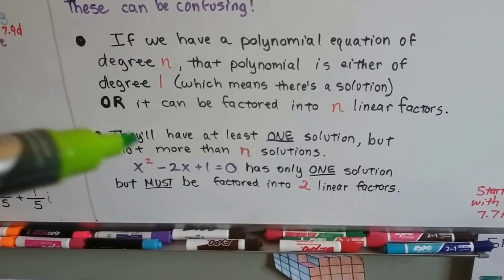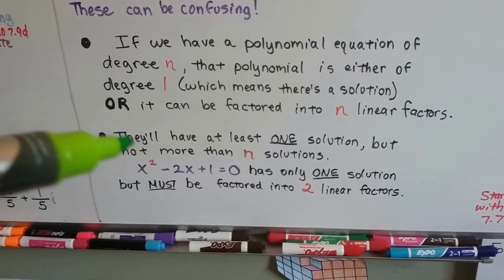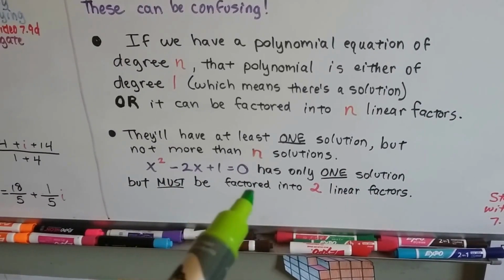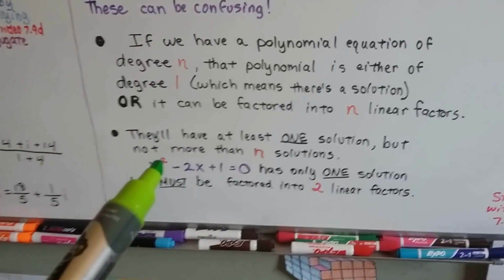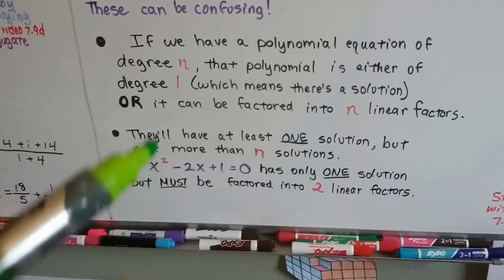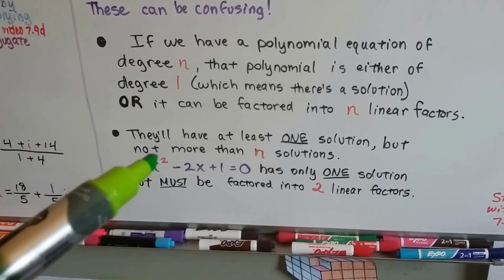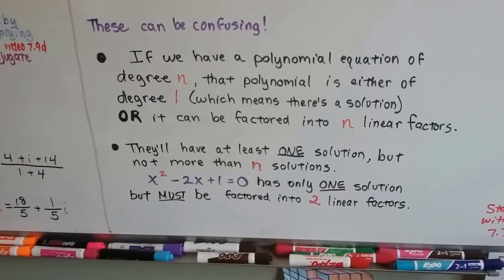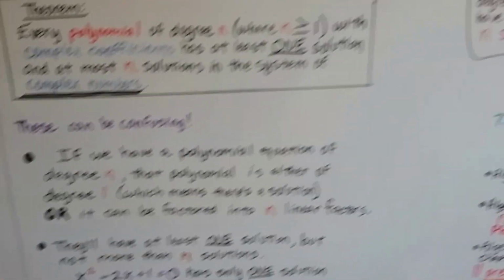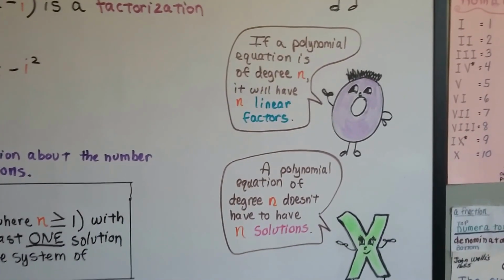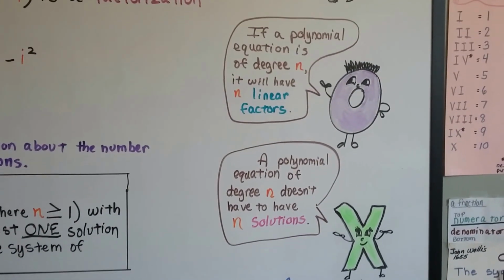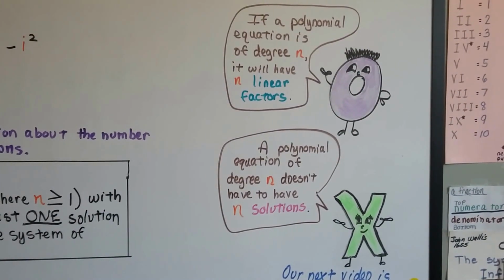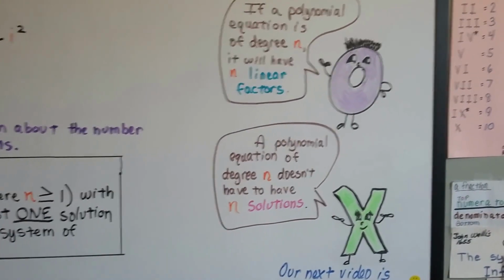So if we have x squared, well, that's to the second degree, isn't it? Well, this polynomial has only one solution, but must be factored into 2 linear factors because it's got that 2 there. See? That's all it's saying. If it's to degree n, then it's got n linear factors. See that? It's degree 2, so it's got 2 linear factors, see? And at least one solution. So if a polynomial equation is of degree n, it'll have n linear factors, and a polynomial equation of degree n doesn't have to have n solutions, okay? It may only have one, all right?